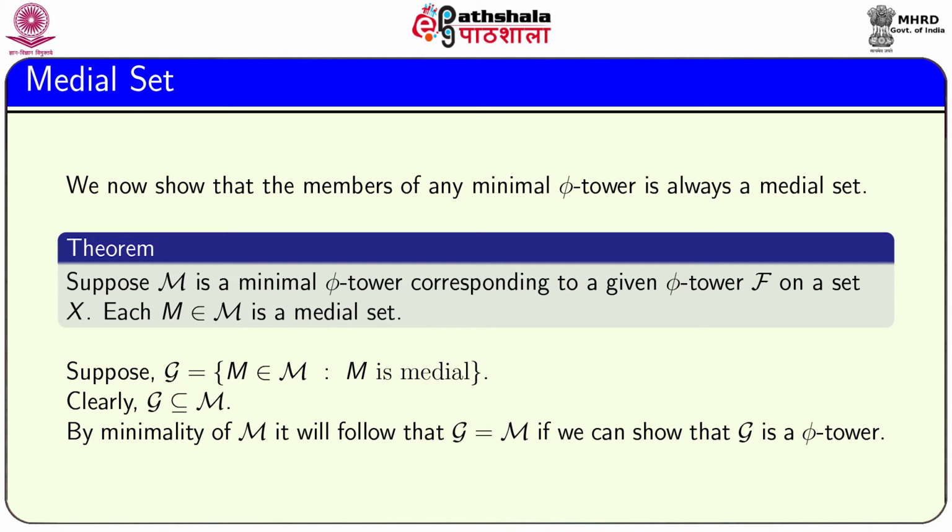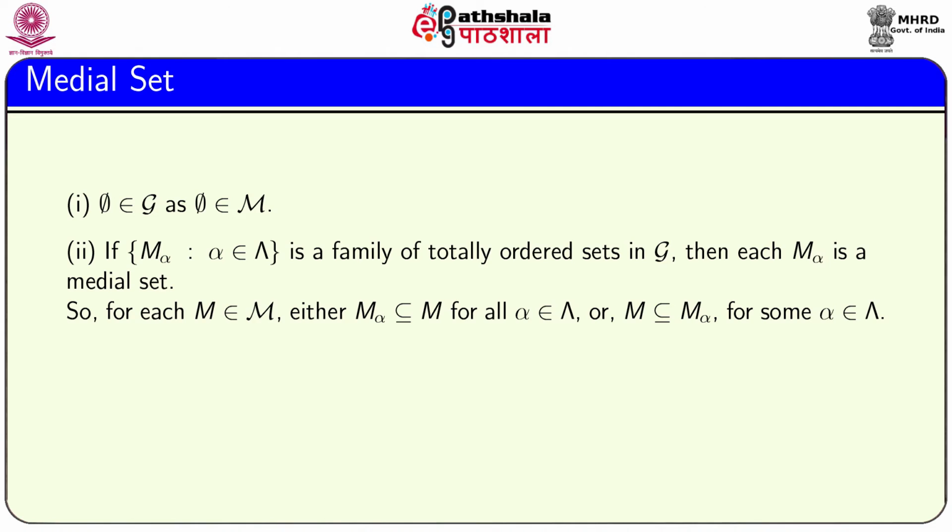Clearly, script G is contained in script M. By minimality of script M, it will follow that script G is equal to script M if we can show that script G itself is a phi tower. Condition 1 for G to be a phi tower is fulfilled because the empty set is inside G, as the empty set is within M.